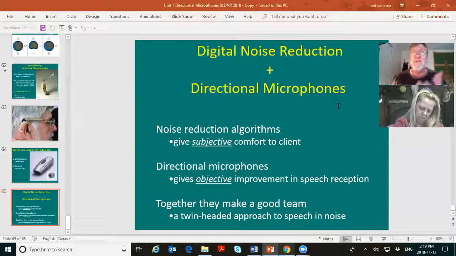Most people are using remote mics. Basically, this being the last slide of your PowerPoint presentation is meant to just put a stamp on what we've talked about for the past 3 weeks. Digital noise reduction and directional microphones together make a very good team. Noise reduction gives subjective comfort. Directional mics is a cheap way to give objective improvement, and together they make a really good team.